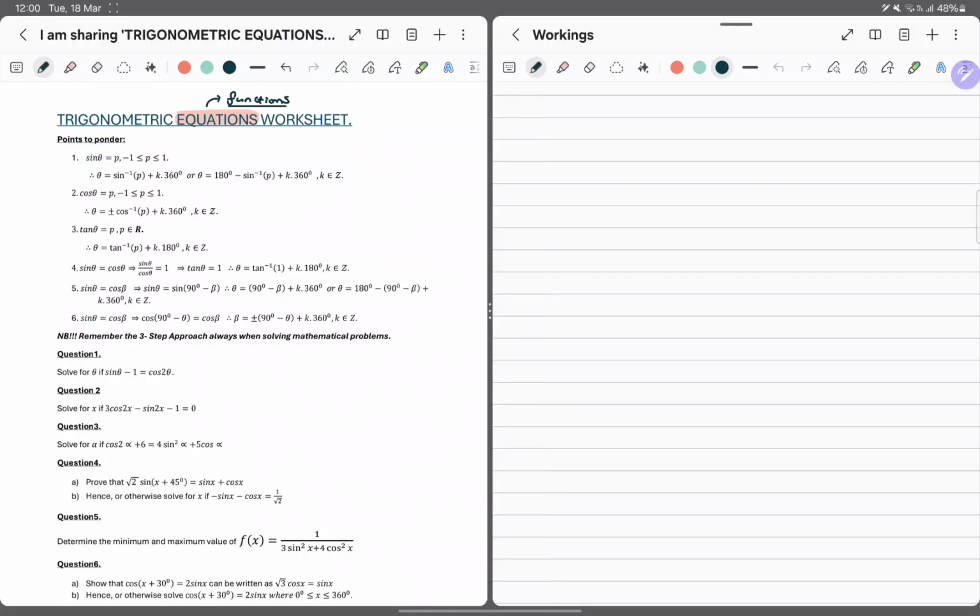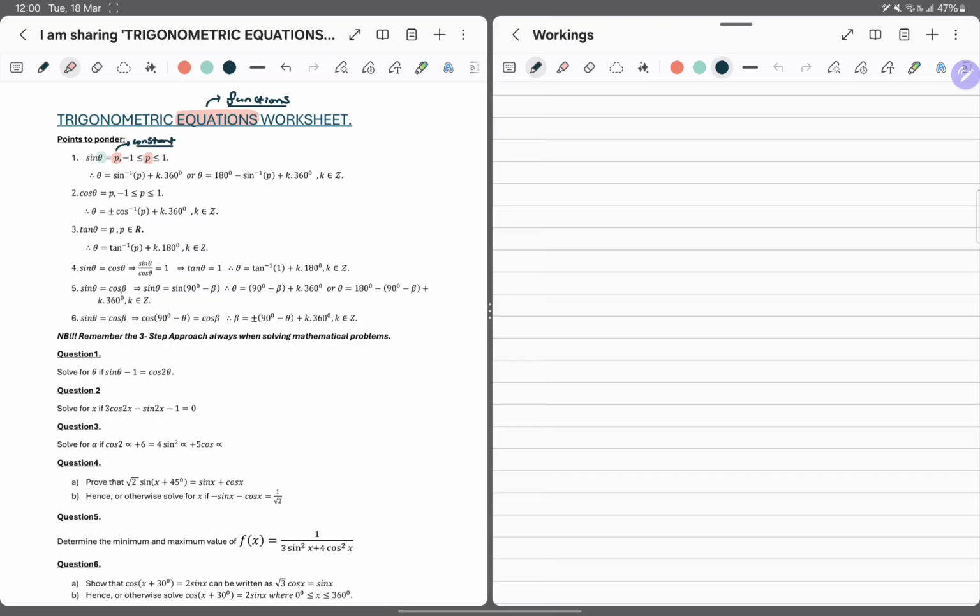All right, now there are some points to ponder. Sine of any angle theta is equal to some constant p. Remember, p here is a constant, meaning it has only one value. It doesn't change around. As much as I put it as a variable, it's essentially a constant. And this constant is placed between 1 and -1. So that is the only time sine is going to be valid.